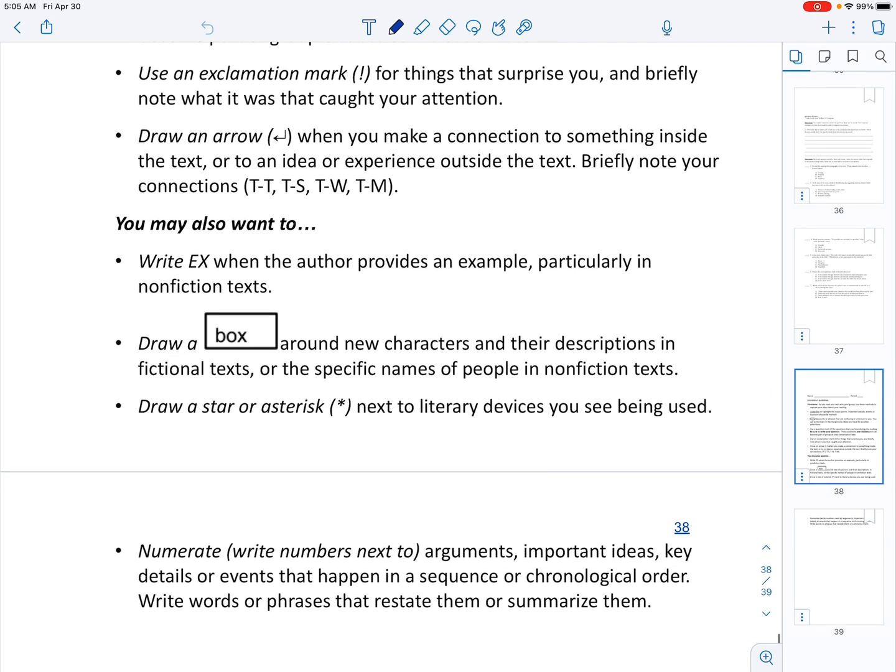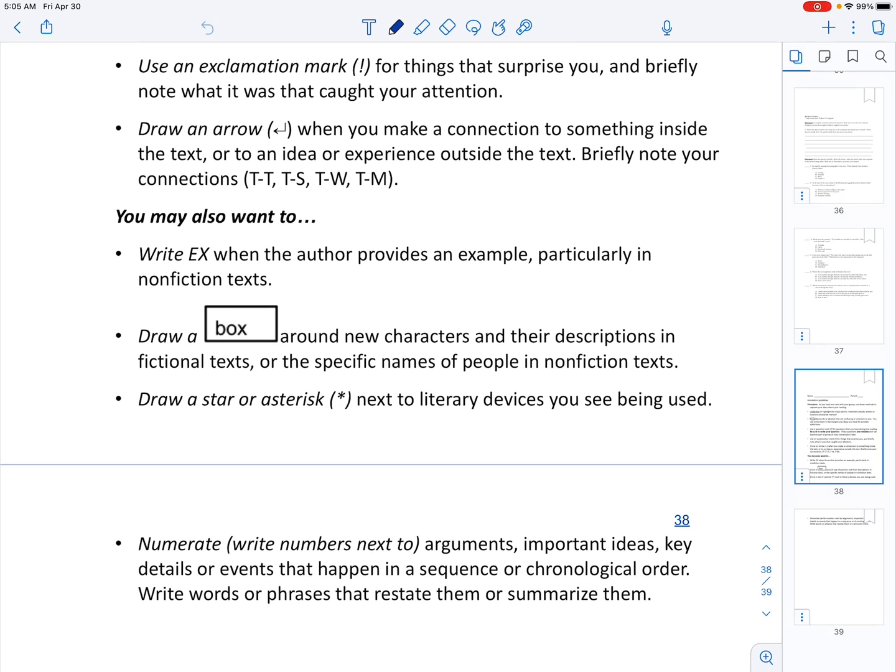It talks about putting EX for an example, drawing a box around new characters so that way you can always find them very easily, drawing a star or an asterisk next to literary devices you see being used. You can also just write the name of the device. And then you can enumerate or write numbers next to arguments, which really is helpful in nonfiction, but isn't really going to work for us today. So that last point that's on page 38, we may not use.